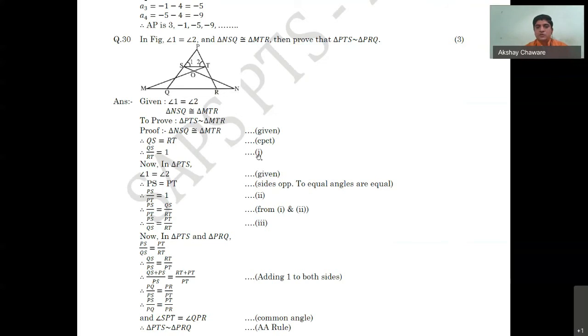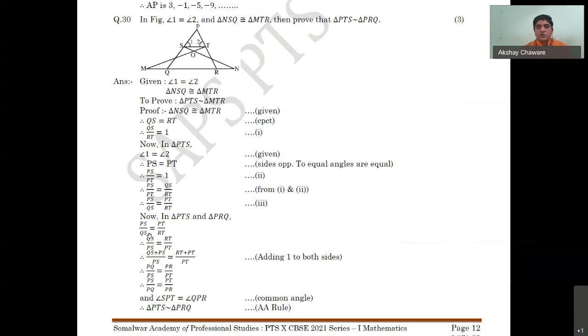So if these two triangles are congruent, we can have two sides equal by CPCT and their ratio is 1. If you observe equation 1 and equation 2, the RHS is the same, 1 and 1. So the LHS is also the same. So PS upon QS is equal to PT upon RT, that is equation number 3. Now we will consider these two triangles PTS and triangle PRQ. PS upon QS equals PT upon RT. If we add 1 to both sides, we will get PS upon PQ equals PT upon PR, and one included angle P is also equal. So we can say that the two triangles are similar by angle rule.